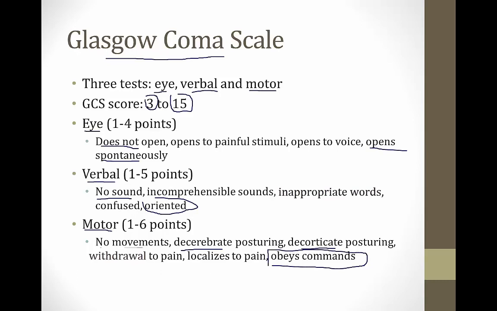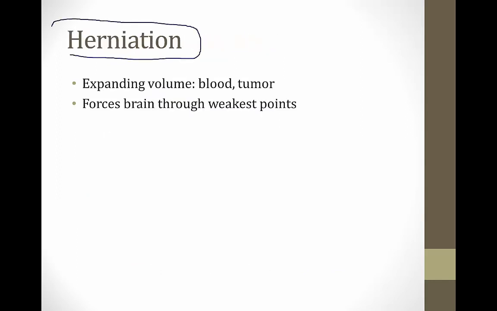So when you work in the emergency room, you'll hear ambulance drivers calling in for patients they're bringing in with trauma, and they'll say the patient has a GCS of 3 or a GCS of 15, and this is what they're talking about. Herniation is a process where expanding volume inside the skull, like from blood or tumor, forces brain through the weakest points, and it's very serious, and most patients do not survive when they have this occur.